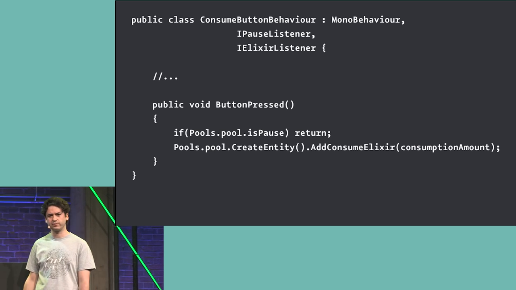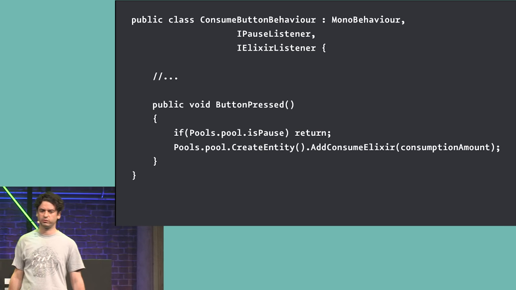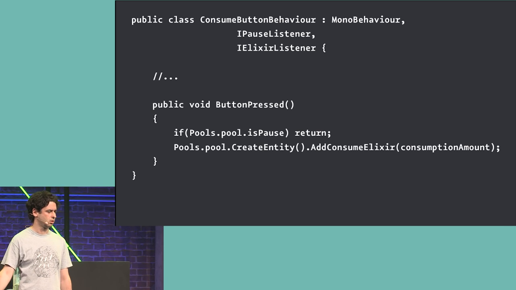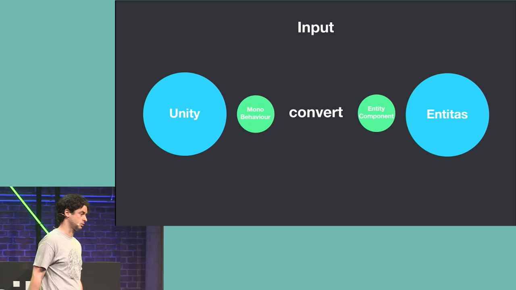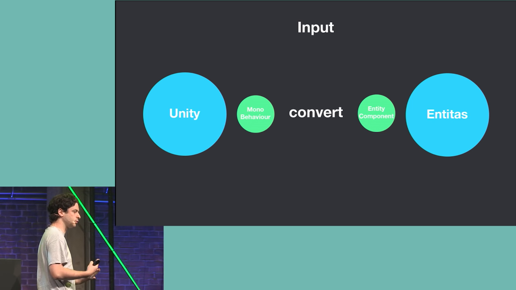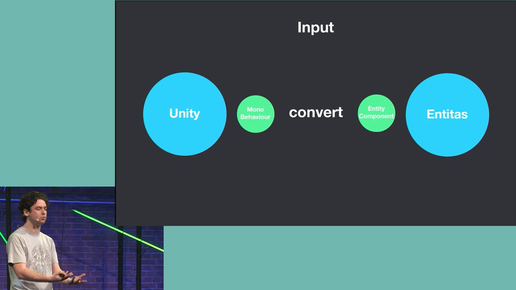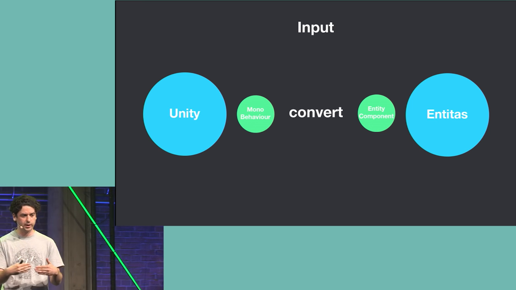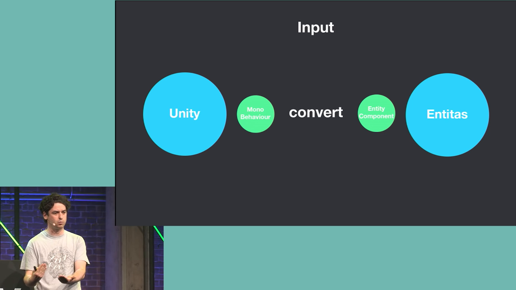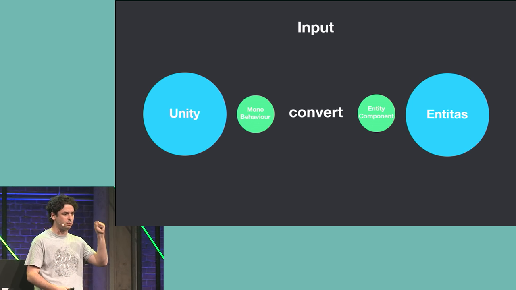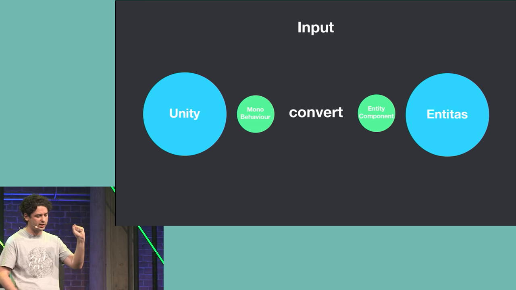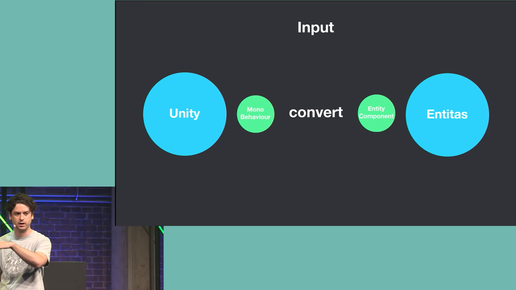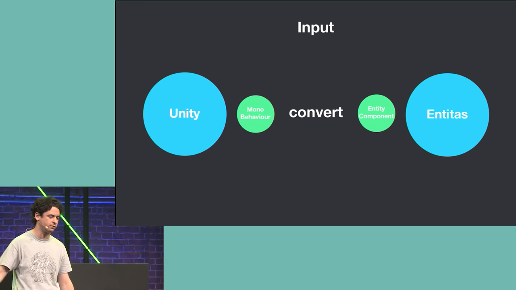Does it remind you of something? What Simon showed before? It's basically this again. So we have this input coming from the user now, not from the engine itself, but we interpret it in the same way. We just basically take it from MonoBehaviour and convert it into an entity component, and then we can simulate further.